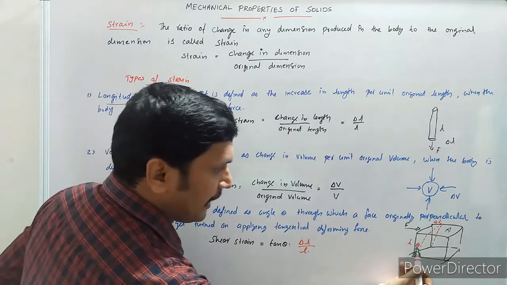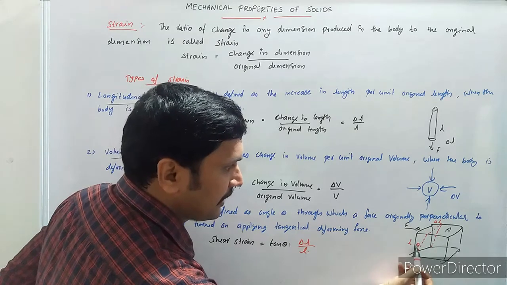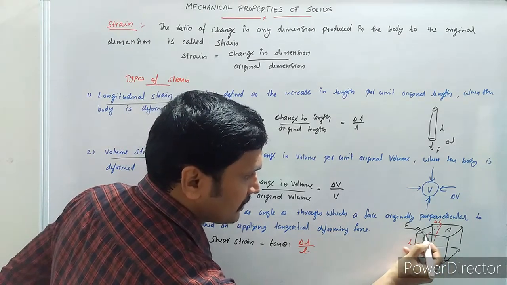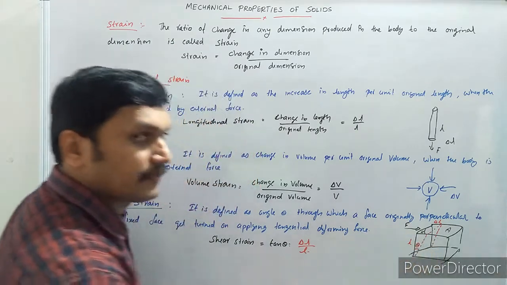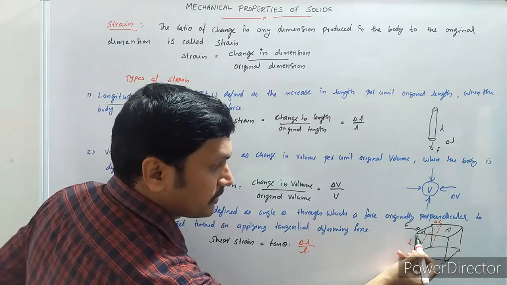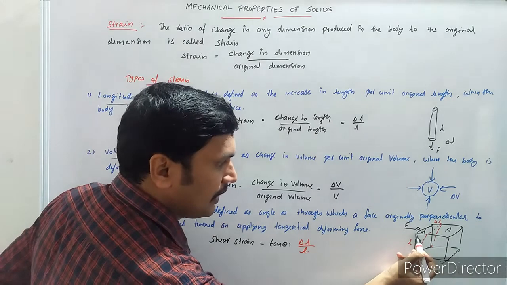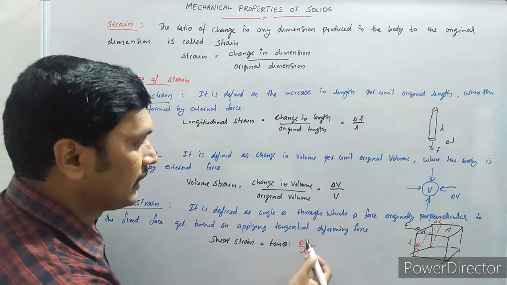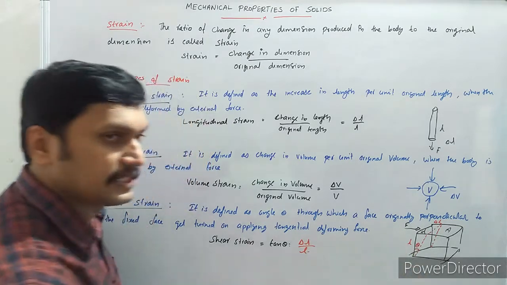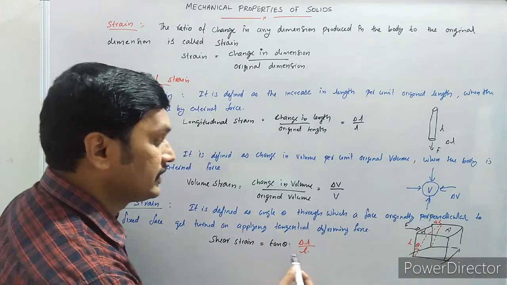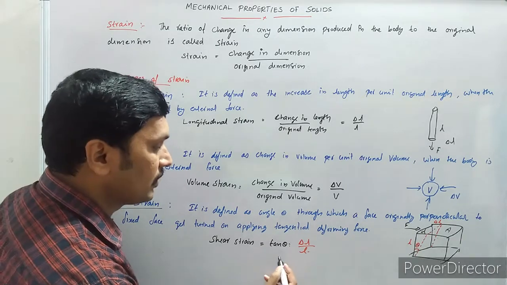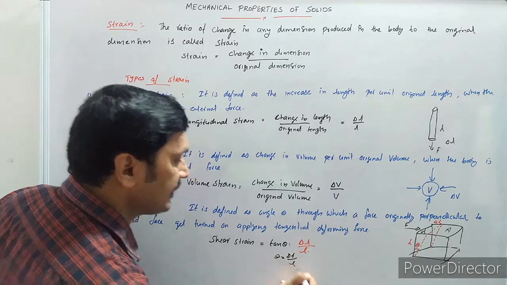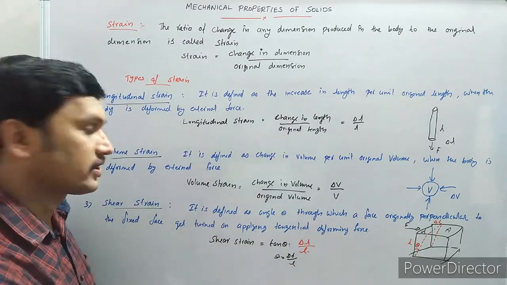So here in this diagram we can write tan theta is equal to the opposite side, that is delta L. This is the original position of this face, and it is displaced by a very small distance, delta L. So delta L by L is tan theta. You know that if the angle is very small, tan theta is approximately theta. So theta is equal to delta L by L. That is known as shear strain.